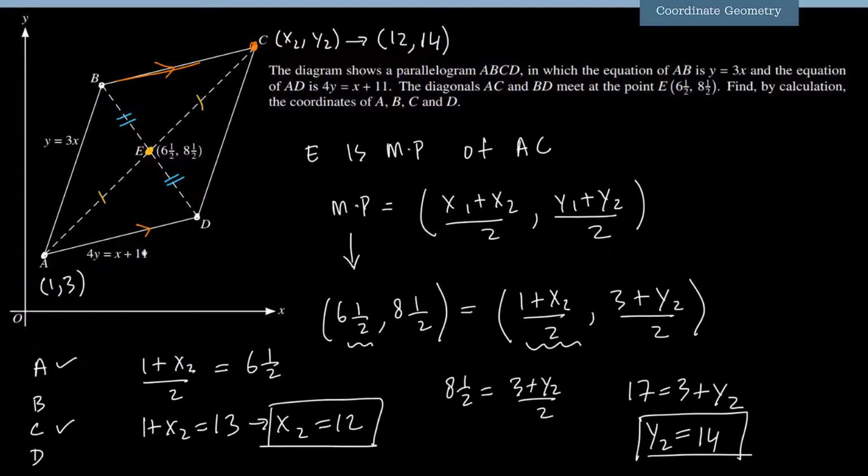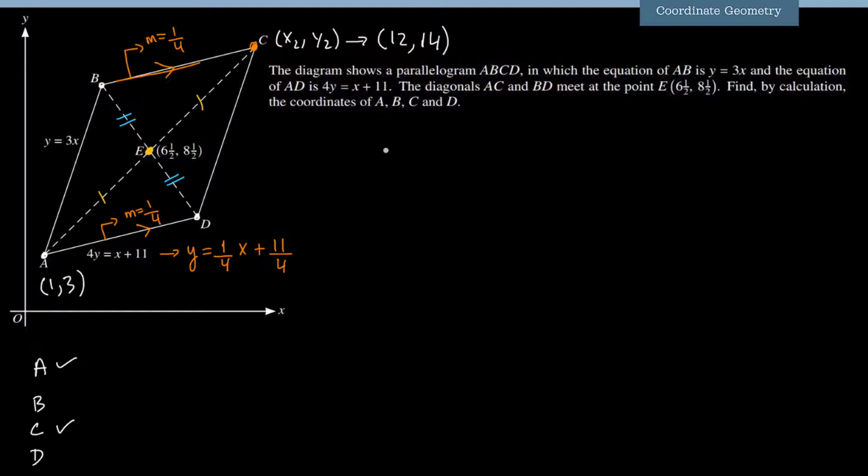If I arrange this equation in the form of y is equal to mx plus c, I'll get y is equal to x upon 4 plus 11 upon 4. So the gradient of this line is 1 upon 4. And since these two lines are parallel to each other, the gradient of this line is also going to be equal to 1 upon 4. Now I know the gradient of this line and I know the coordinate on this line, so I can find the equation of this line now.